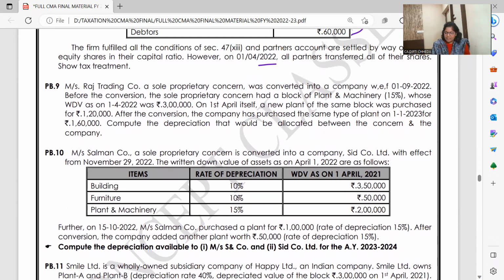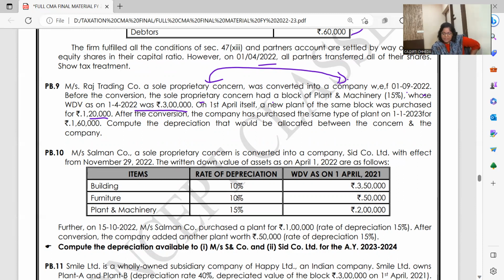Raj Trading Company was converted in 2022. Before conversion, the sole proprietor had plant and machinery, जिसका WDV था 3 lakh. April May, new plant and machinery was purchased, full year's depreciation. After conversion, the company had purchased the same type of plant. Conversion के बाद अगर कोई plant खरीदा, तो who will bear the depreciation? Company, because proprietorship को तो कोई लेना देना नहीं है ना. Proprietorship is converted into company on September 22, but they have purchased some asset in April.